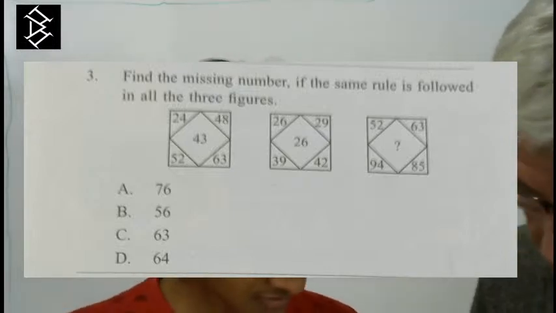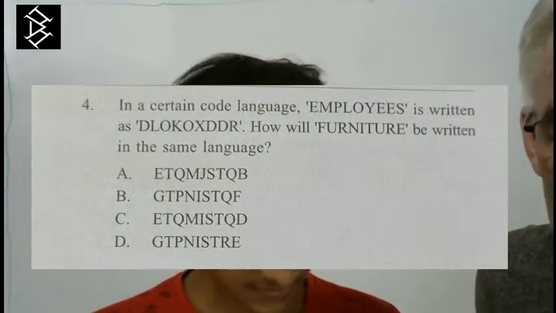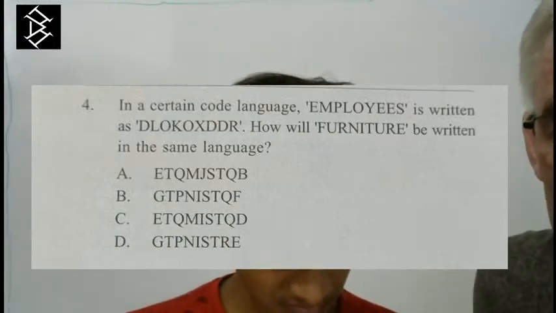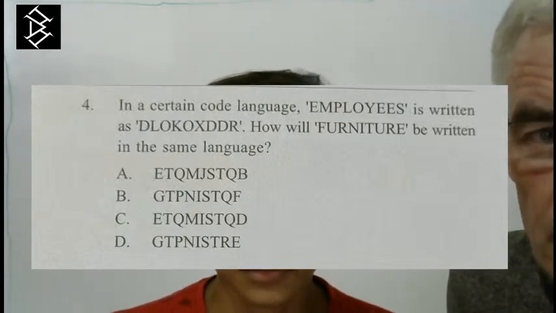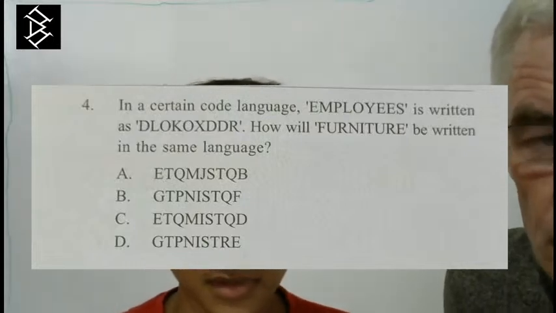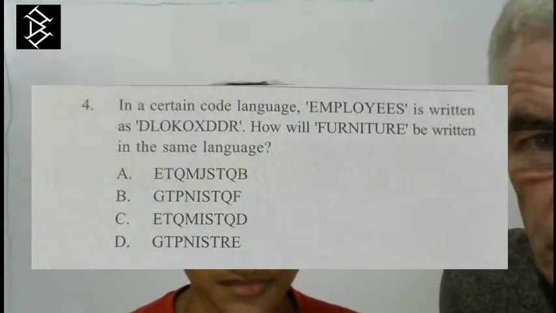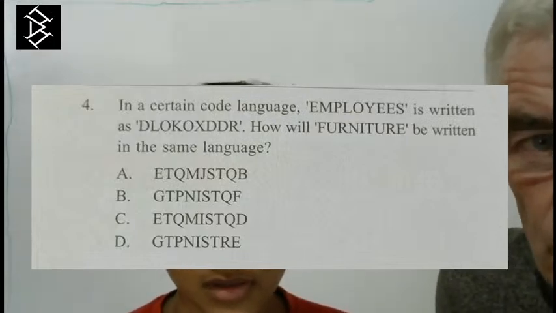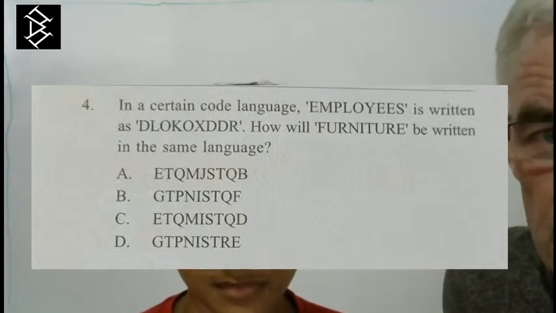When you carry on, question 4 we're going to bring up now. Right, a certain code. This is a very simple pattern that's happening here. Employees is written as that, obviously not a real word. How will we write furniture? So look at the relationships between the letters in the word employees and DLOK, etc. I think that is very simple.